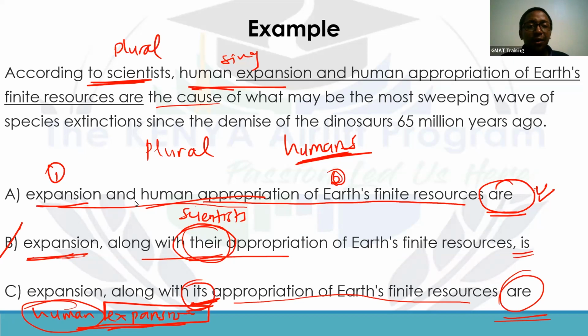So we can see how identifying different subjects in a sentence. Sorry, we eliminate C and our answer here is A. You can see how identifying subjects in differing points of a sentence can help you make very, very easy eliminations. So I hope that has been helpful, and I'll see you in our next lesson. Bye.